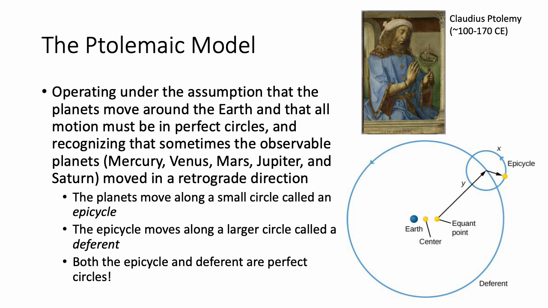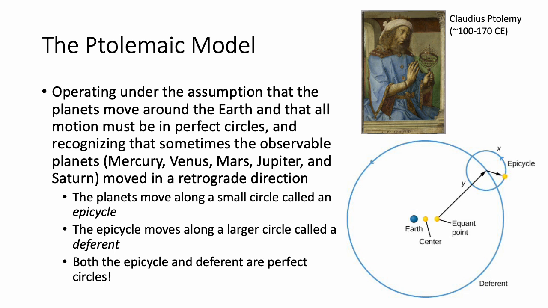And so this is called the Ptolemaic model. The Ptolemaic model operates under the assumption that the planets move around the earth and that all motion must be in perfect circles, recognizing that sometimes the observable planets move in a retrograde direction. And so looking at the image on the right-hand side, you notice that, again, the Earth is still somewhat at the center of this system, but no longer do you see those circular spheres around the Earth containing the planets, the sun, and the moon.